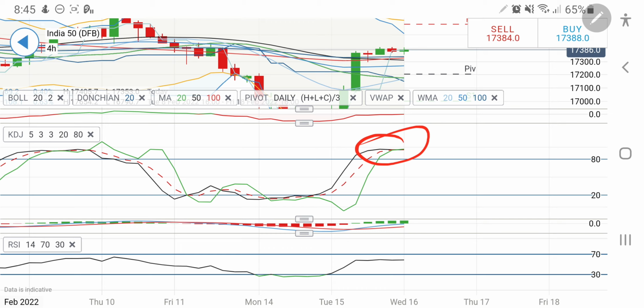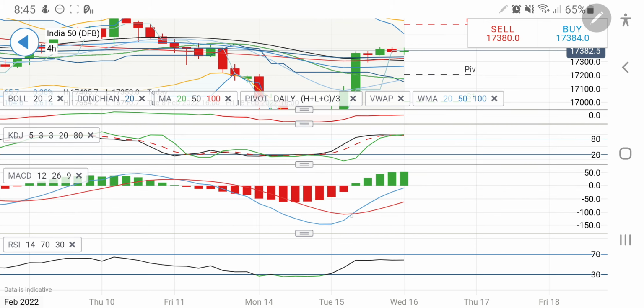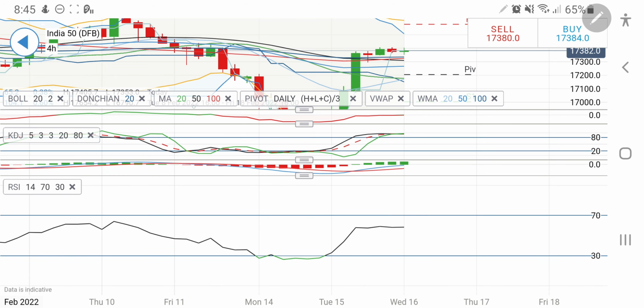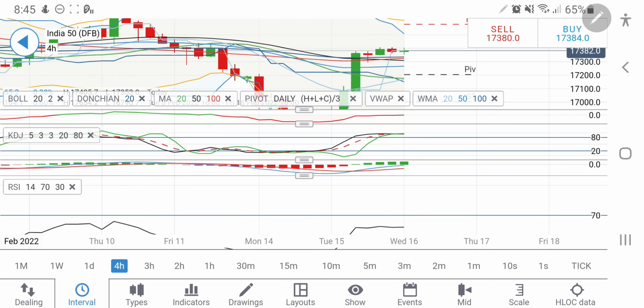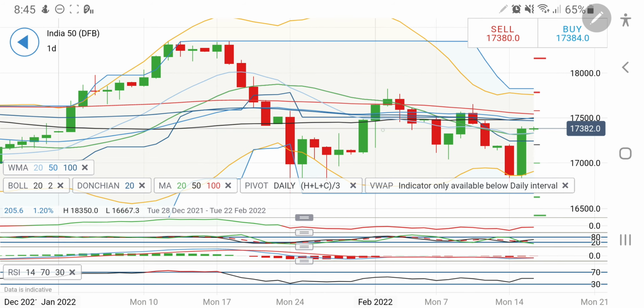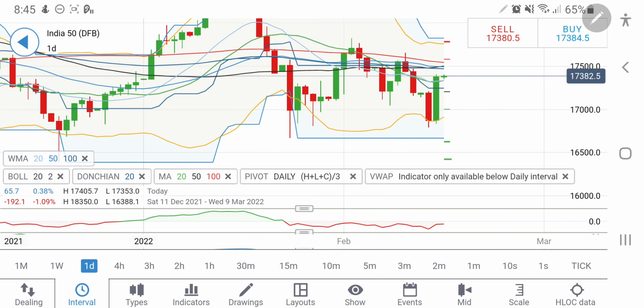It can try to break towards 17180, 17100 level. 17180 definitely should provide a support, and then 17100 will come into picture here. Now look at the MACD lines, they are trying to converge, and RSI is comfortable. Look at the daily charts. On the daily charts, you can see after this, now 17500 is definitely a stronger resistance, and then 17600 definitely a very strong resistance.